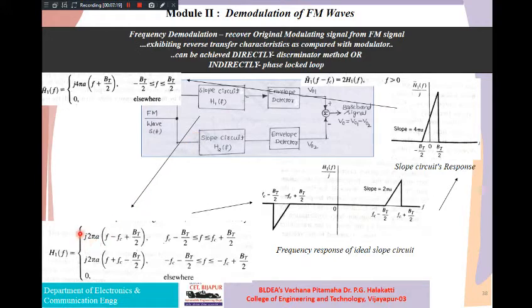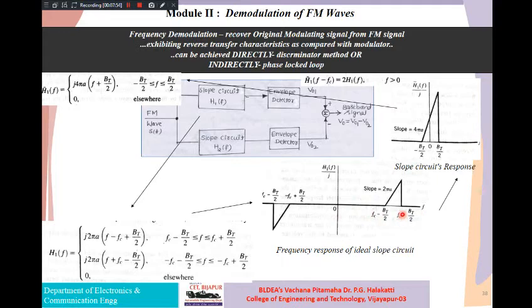Here you can see, because of having the j parameter in this term, this term will become complex and imaginary for this range of frequency. So this is the frequency response of the ideal slope circuit, got by plotting h1 of f by j versus frequency f. Frequency response means the x-axis should be f only.